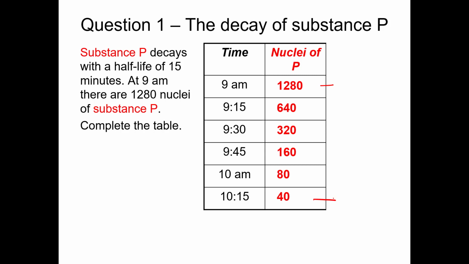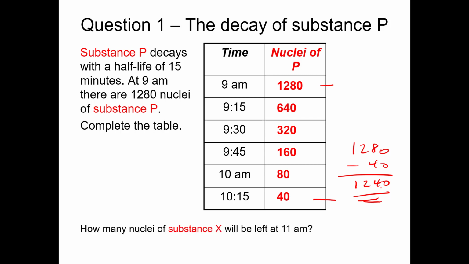A question may come asking what would have decayed. You simply get 1280 minus 40. Whatever you get will be the amount that has decayed. You're going to be seeing such questions as you go along. So half-life is the time taken for the number of radioactive nuclei to reduce by half. Okay, so a question is here: how many nuclei of the substance will be left at 11 a.m.? Pause the video and try this one out.